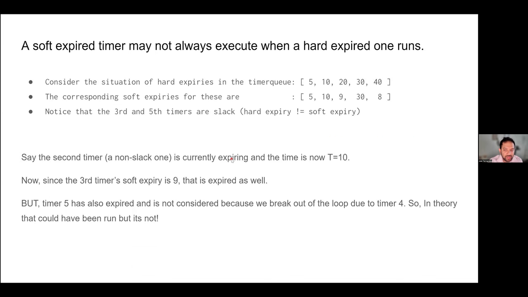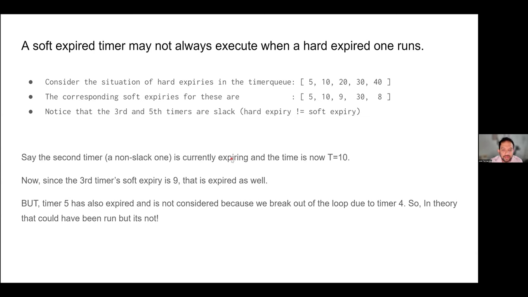So now let me show you an example of why a soft expired timer may not always execute when a hard expired timer runs. It's basically because of the ordering: we order them by hard expiry, but that also means that the soft expiries are not ordered. So when we find the next thing that is hard expired, let me go through the example.